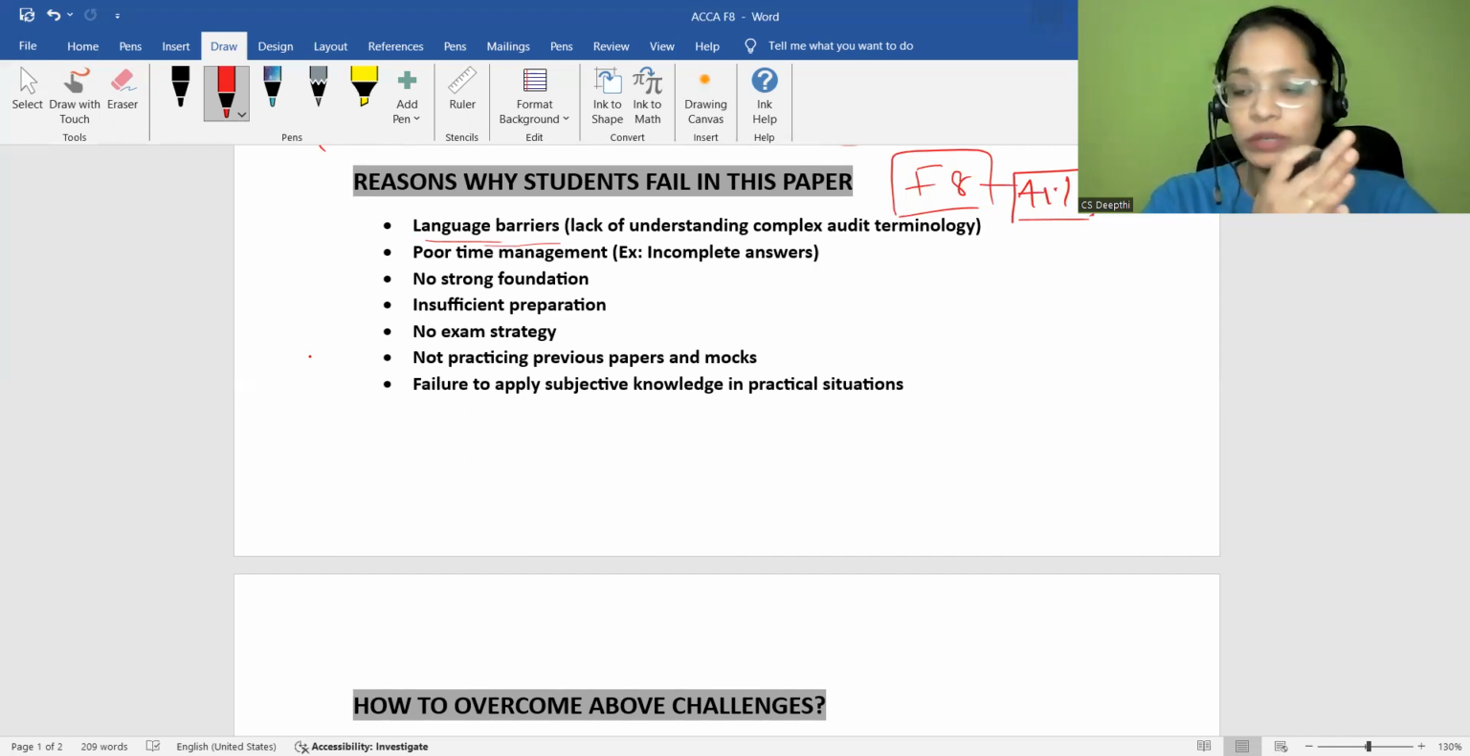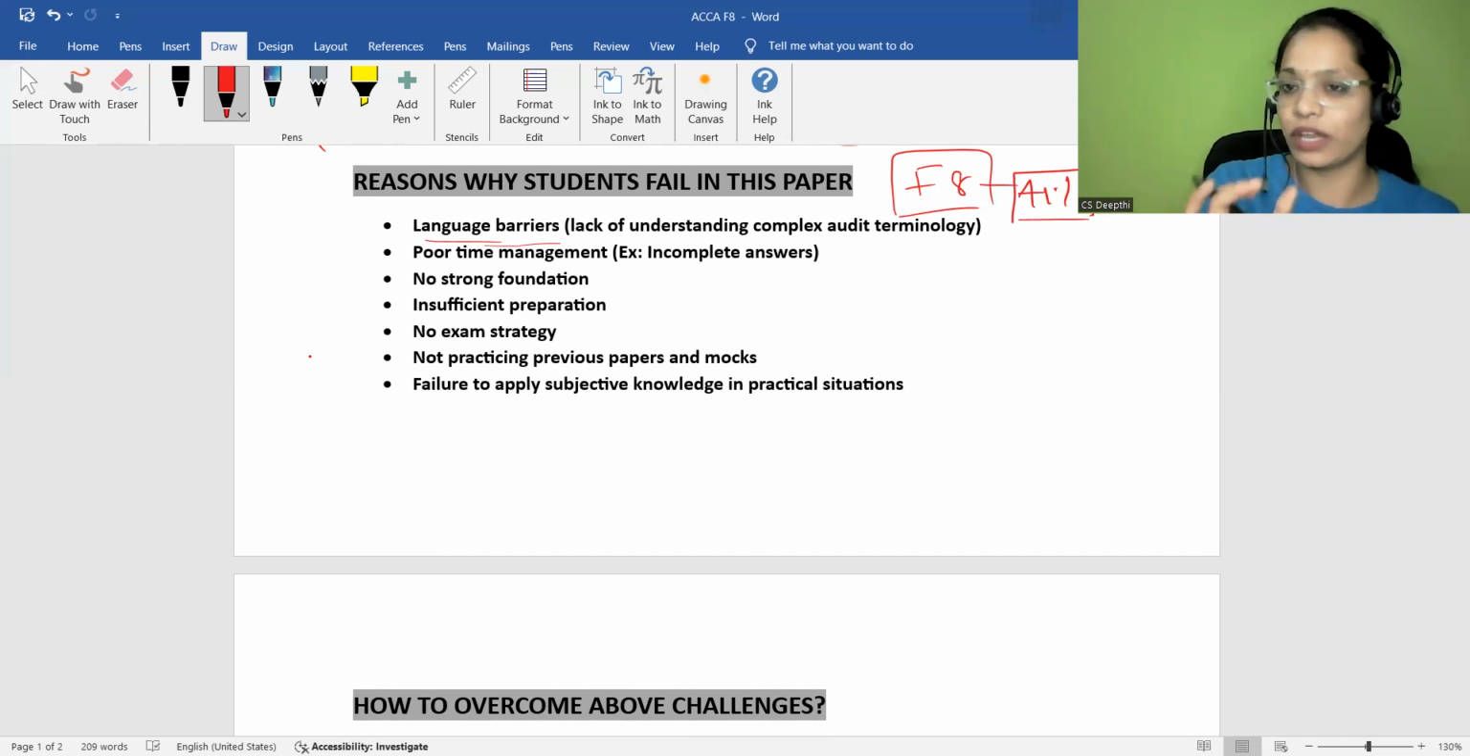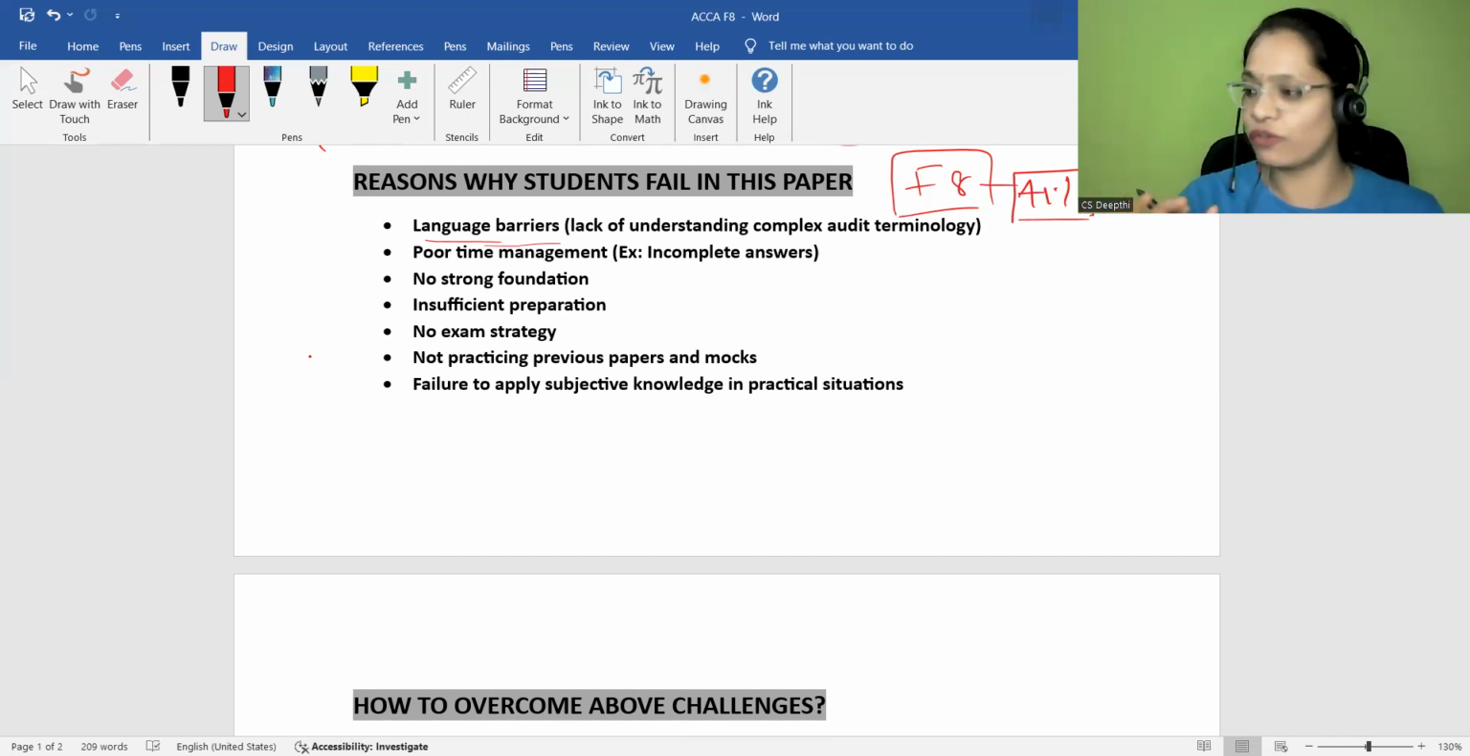Proper audit terminology is not mentioned. Okay, this particular paper has its own audit language, audit terminology. Apart from communication and all, we have to understand the terminology also: applicable financial reporting framework, professional skepticism. So these are all certain audit terminology words which have been used in the subject. Okay, so you have to be very well versed with that audit terminology.